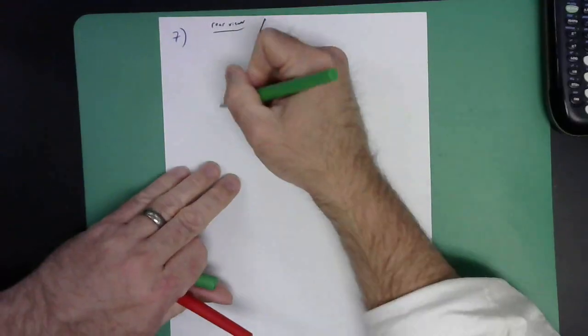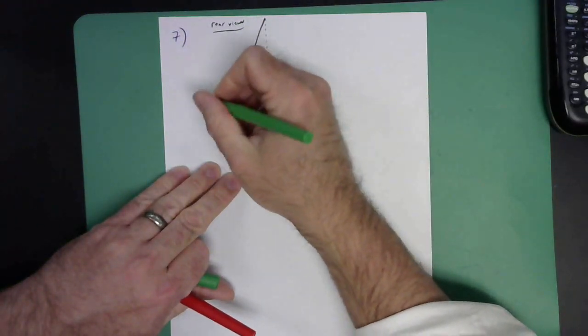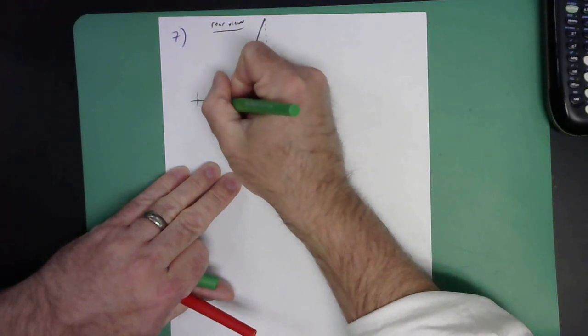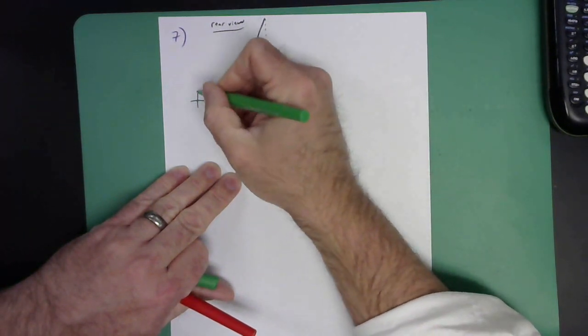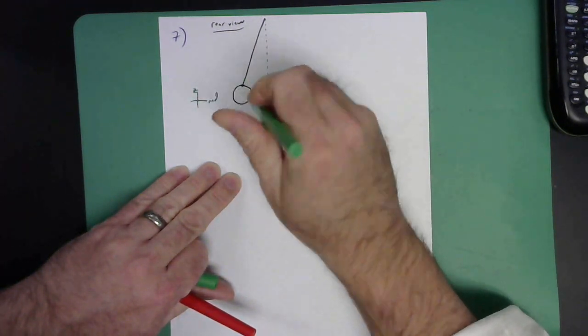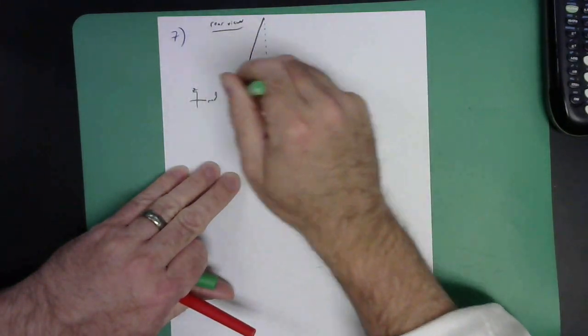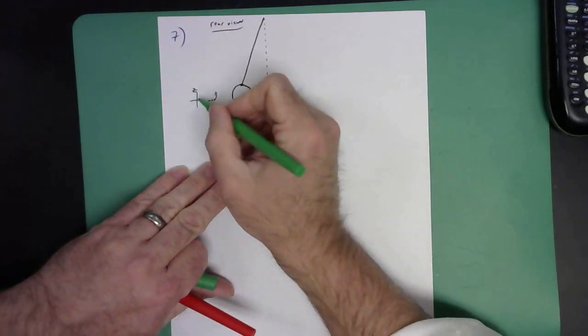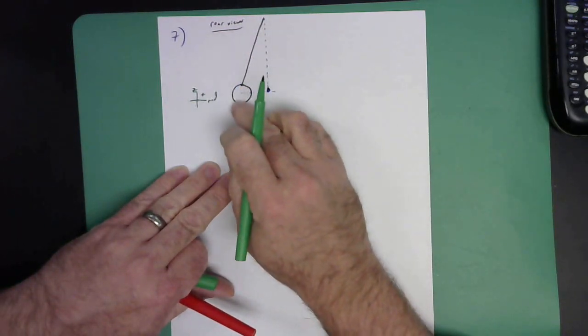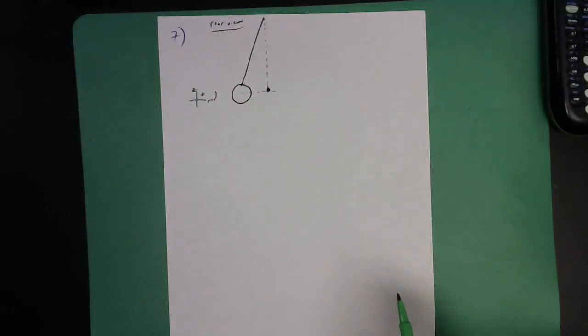So when I do my coordinate axes here, this is going to be the radial, and then this is going to be the z. And I'm looking along the tangential axis as it goes away from me, as it's swinging around. I'm going to call up positive, and toward the center of the circle positive. And let's do our force diagram.